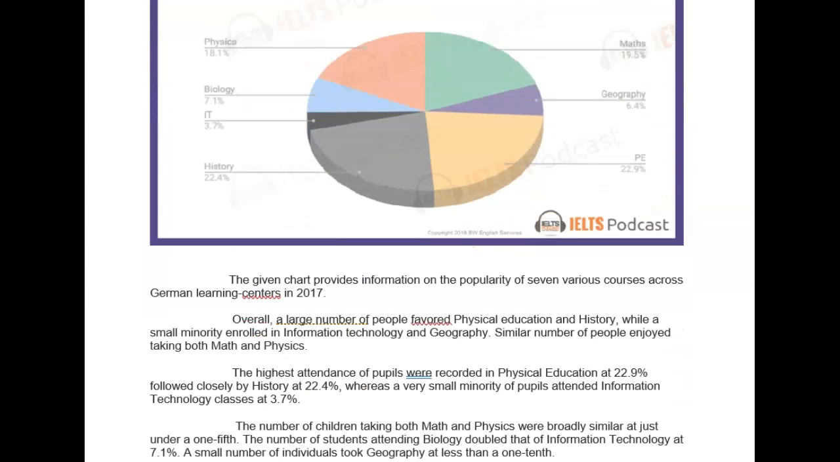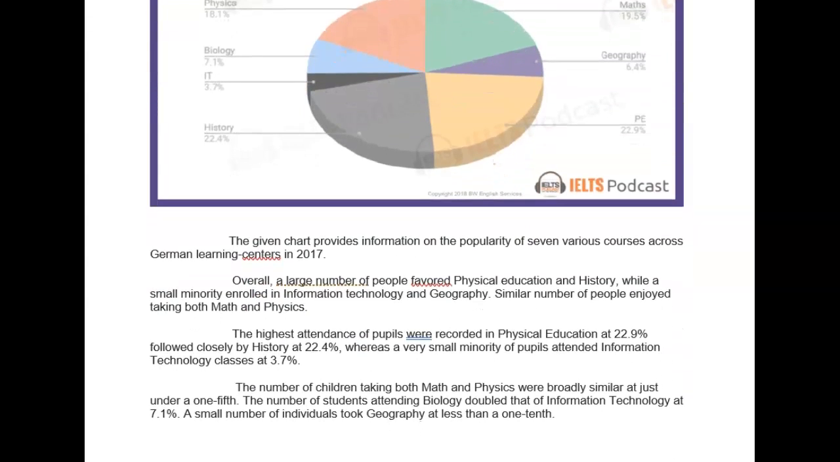Now this is a bit short, okay? You must write at least 150 words. You'll lose marks if you write less, so you've got to find something else to say here. The given chart, what kind of chart is it? Like pie chart. Tell me what it is. Provides information on the popularity of 7 various courses across German learning centres in 2017. Okay, great. Overall, good. A large number of people favoured.